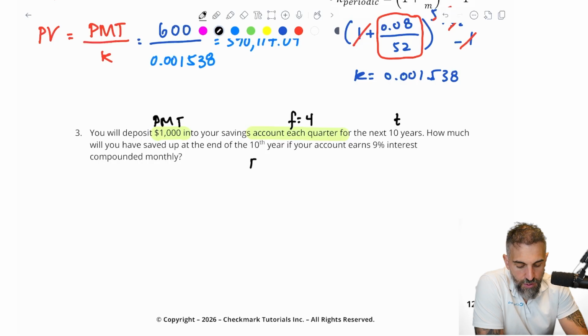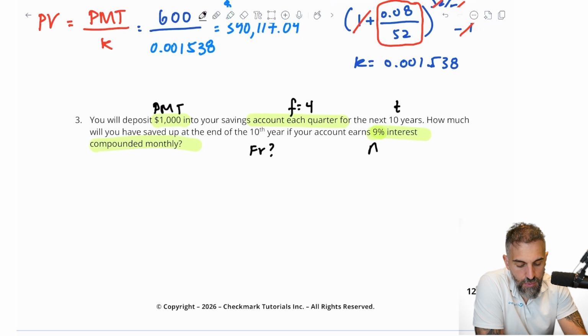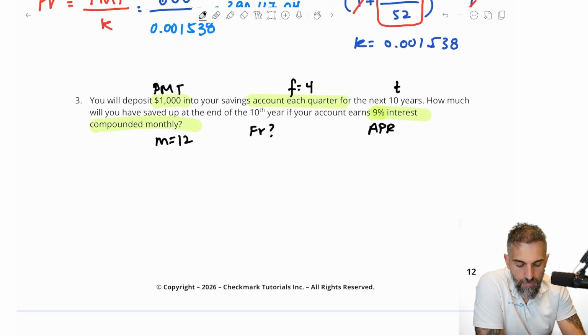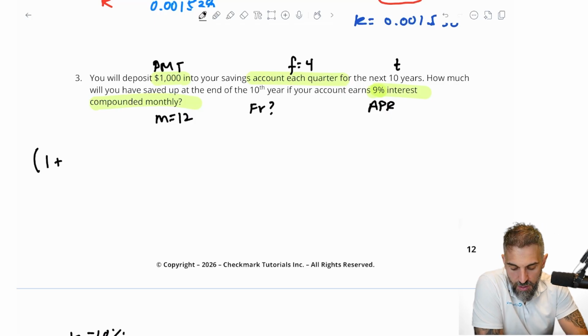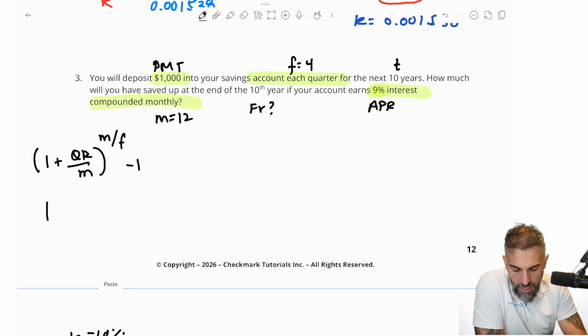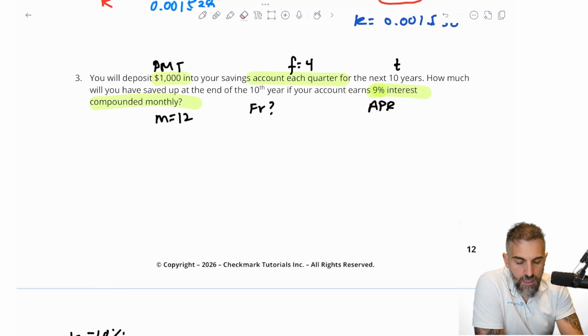How much will you have saved up at the end of the 10th year? So what is the future value, in other words? If your account earns 9% interest compounded monthly. So 9% is the APR. Compounded monthly is your M. Okay, so first thing is I need my rate. My M and my F are different, and so I'm going to use the formula I've been using before, (1 + APR over M) to the M over F, minus 1. So 1... Actually, no. We're not going to do that. We're going to use the financial calculator. Sorry.